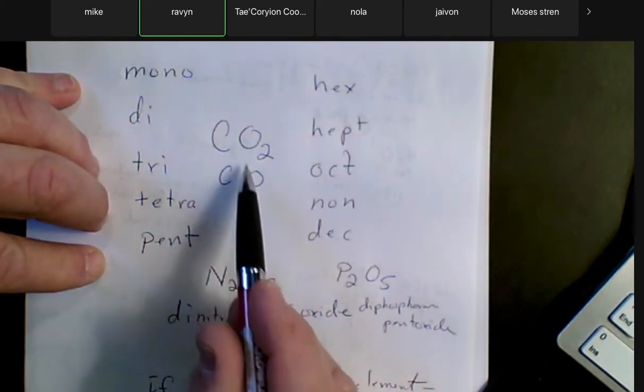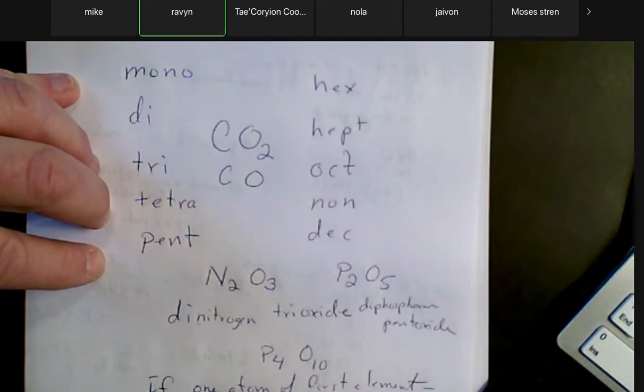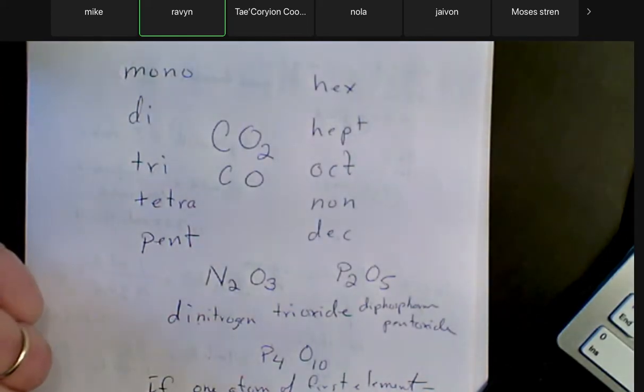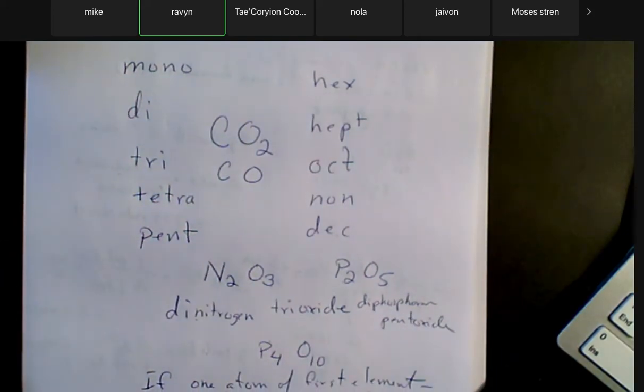Which one of these is poisonous? Carbon monoxide. Yeah, monoxide is poisonous. That's why you have a carbon monoxide detector in your house. Remember we talked about this the other day when I showed you how the furnace worked on Tuesday? If you have a broken heat exchanger, you've got the potential for carbon monoxide to get in your house, and then it just puts you to sleep and you don't wake up. All right, so that was a quick lesson about prefixes. Is there any question about those?